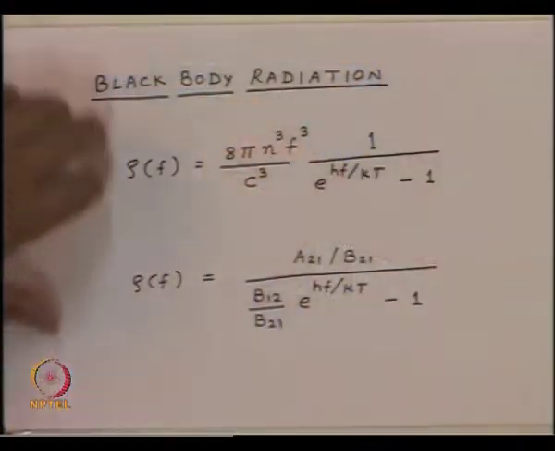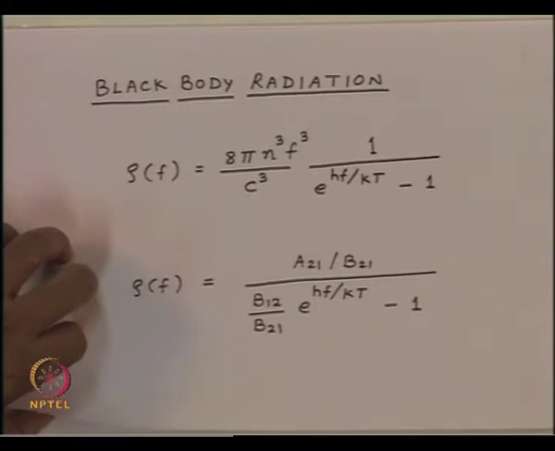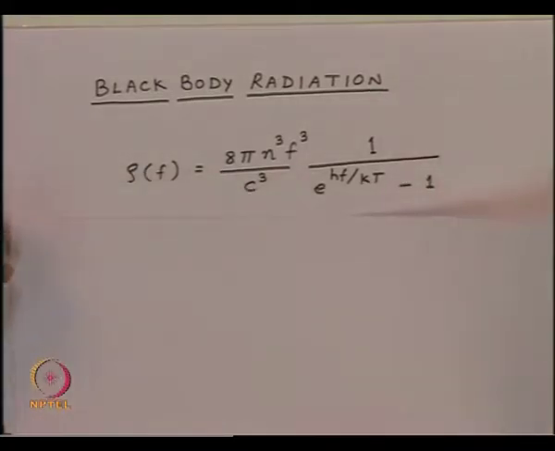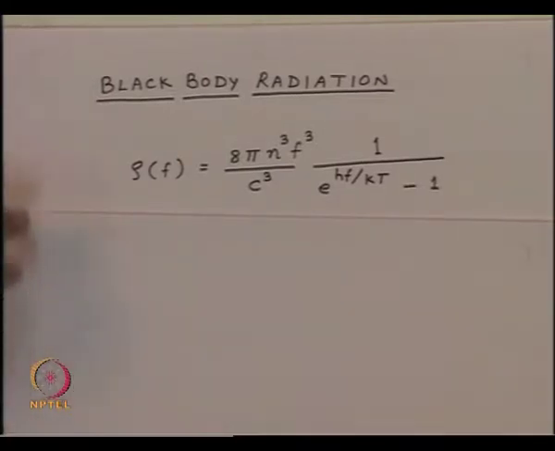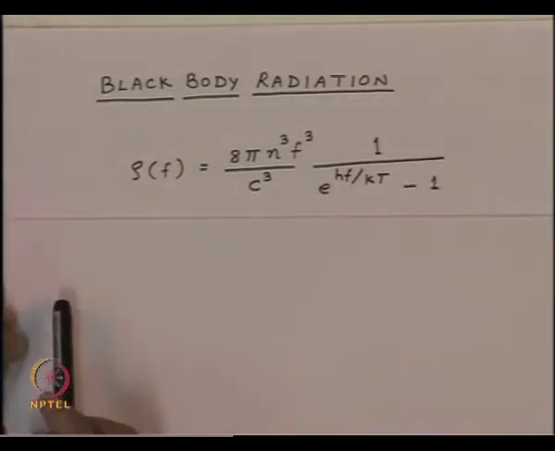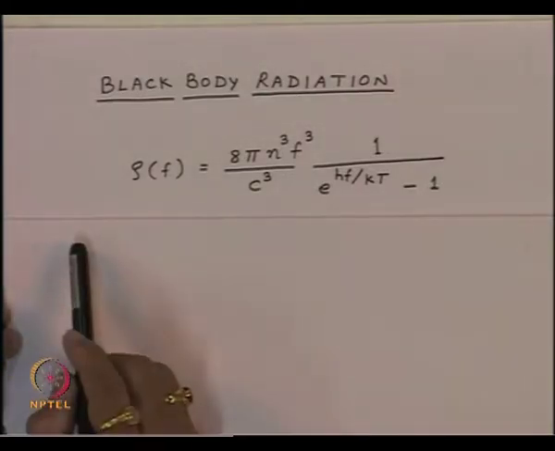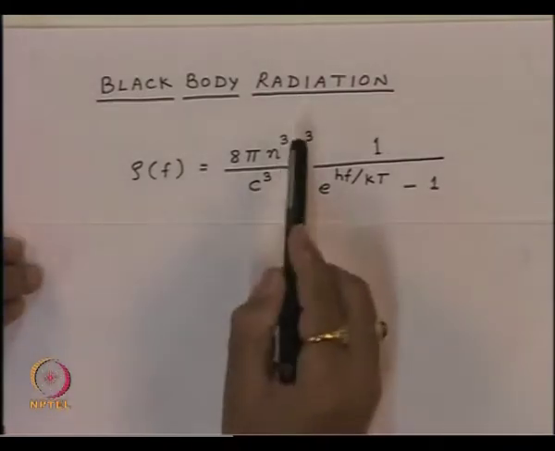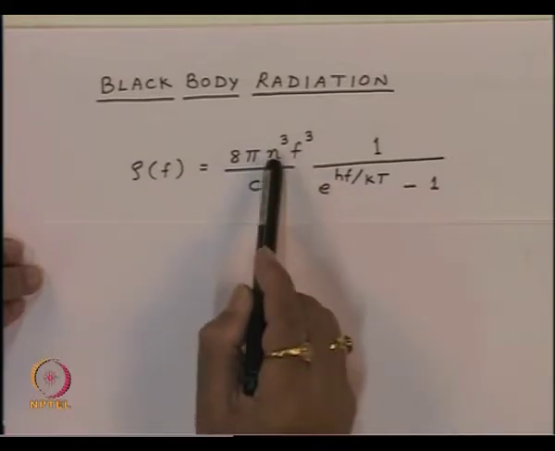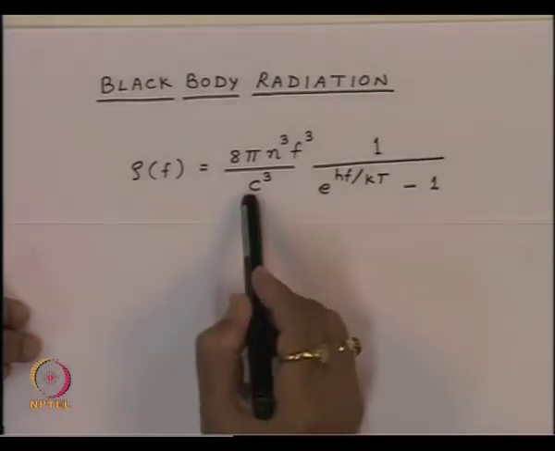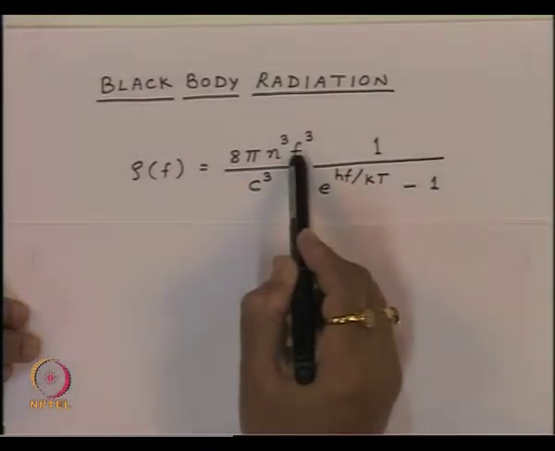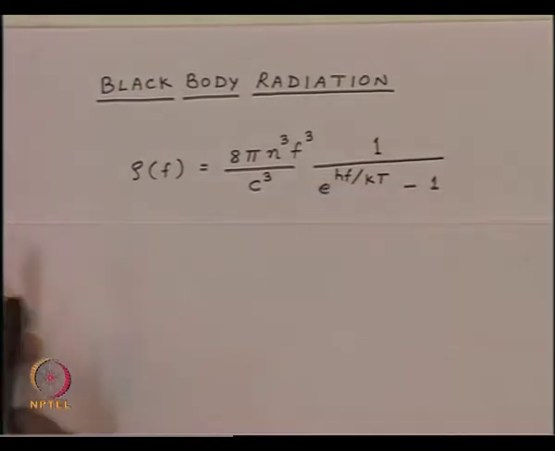So, if we get the expression for the black body radiation, the photon flux density which we get is given by this. So, this is your photon flux density as a function of frequency, that is related to this quantity n, which is the refractive index of the medium in which the radiation is coming. c is the velocity of light, f is the frequency of radiation, and here hf is the photon energy and kT is the thermal energy.